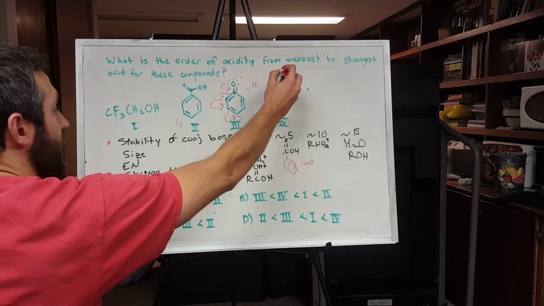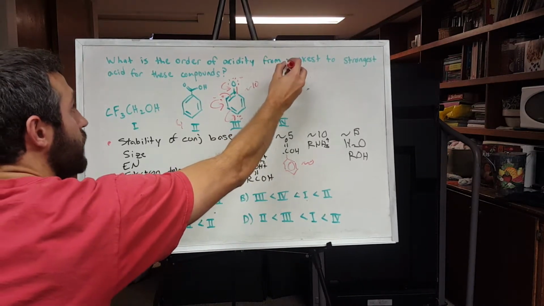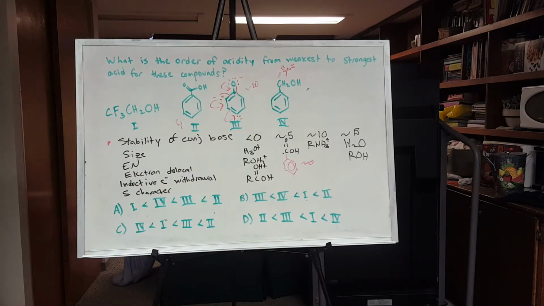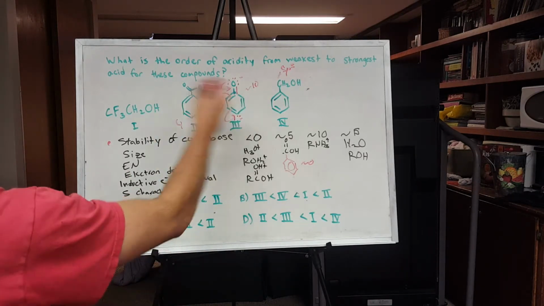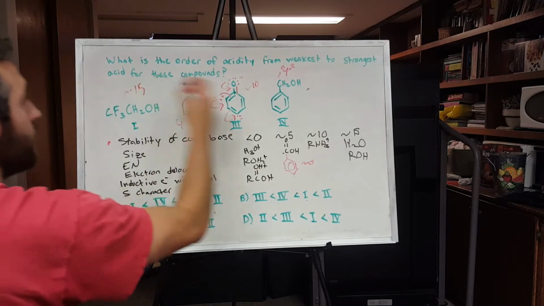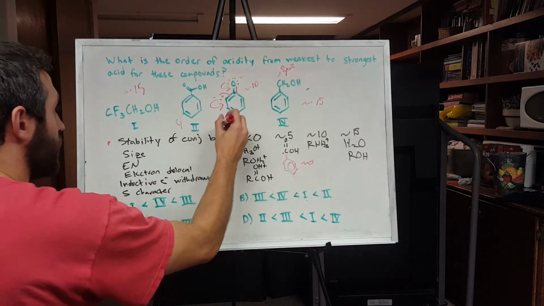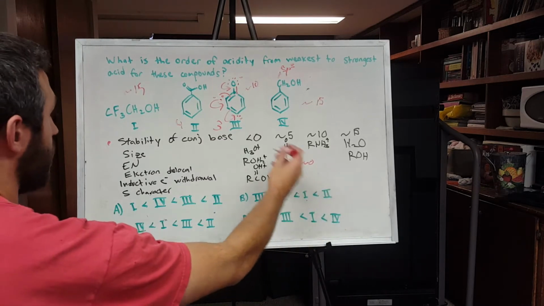And this guy is sp3, so you can't, through resonance, do what I was just talking about with 3. So this will be the next strongest acid, because these guys will be around 15, and this will be around 15. So this would be number 3. It's going to be our third here.